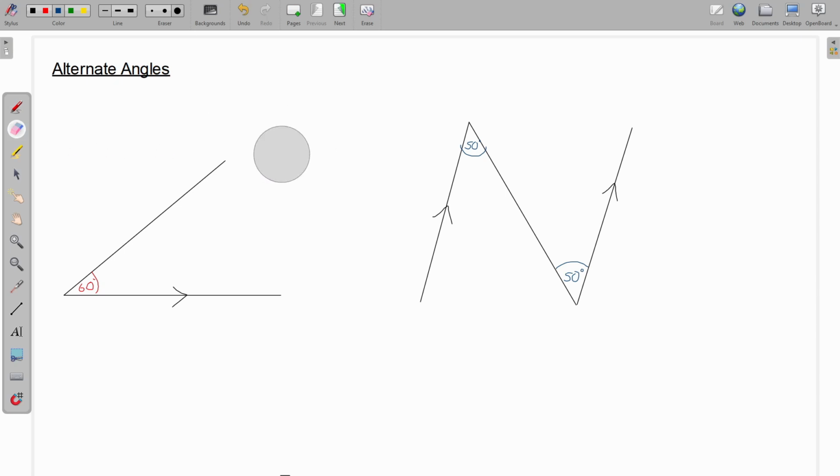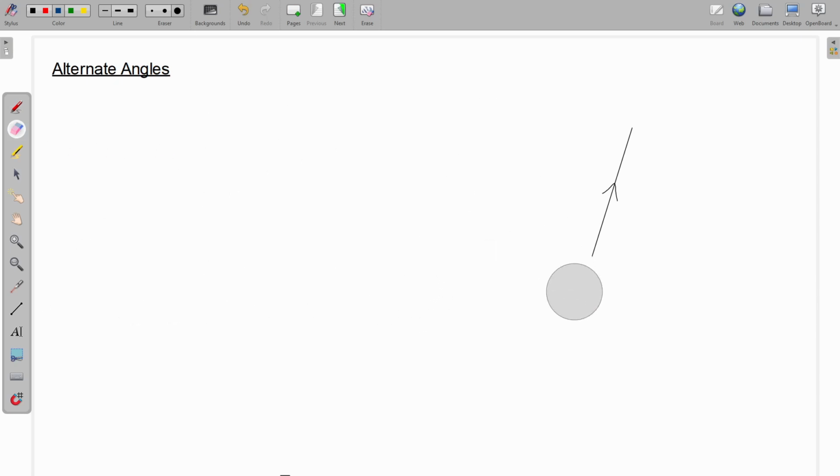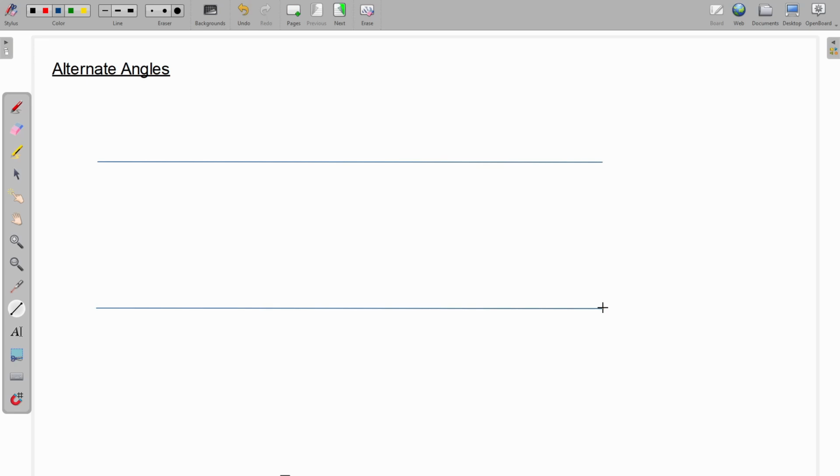Now, this doesn't just apply to a basic N or Z, and more often than not you're going to be given an example that is slightly more complicated. So let's say these lines are parallel. And if they tell me this angle is 60 degrees, I can use my parallel lines and my rules of alternate angles to find out what its alternate angle is equal to.